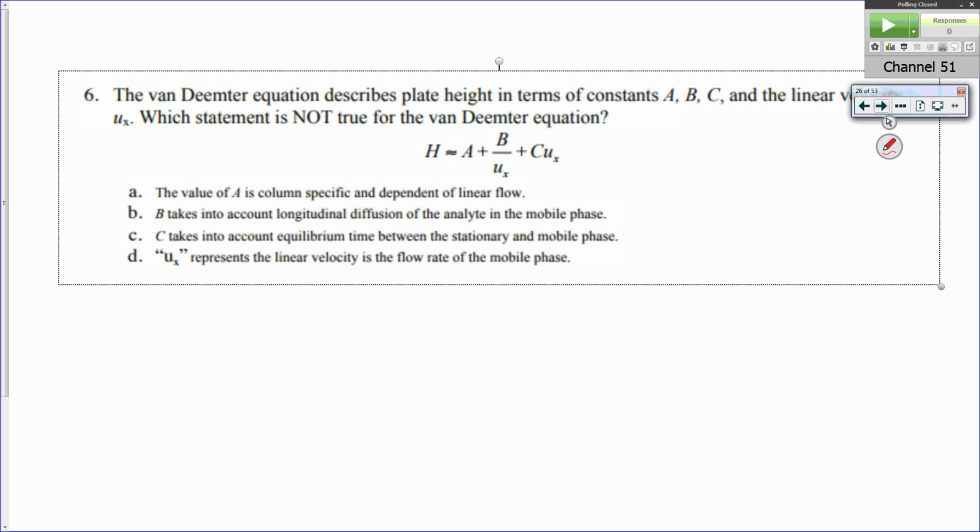All right, so here was a question I picked out of the exam from the year before last, the last time I did chromatography. It says the Van Deemter equation describes the plate height in the terms A, B, and C.